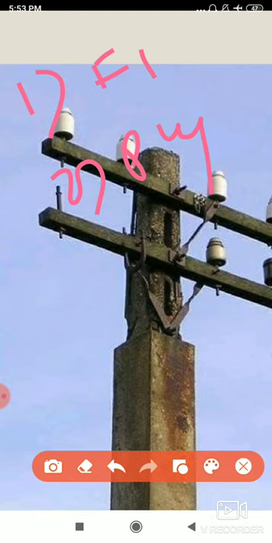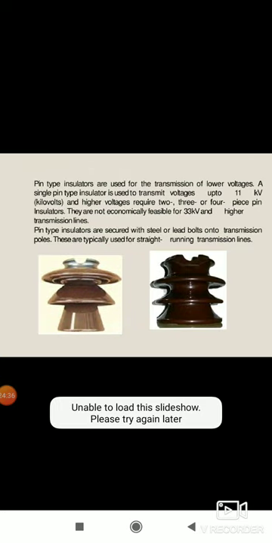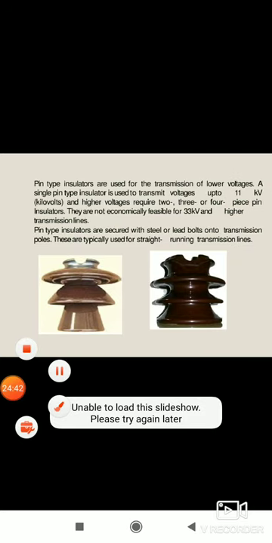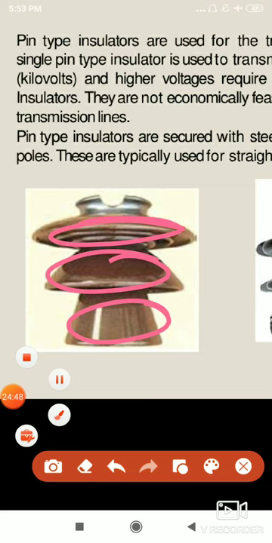So what is meant by a flashover? Flashover means each and every porcelain layer in a pin type insulator must have a smooth surface. If it is rough, definitely the dust particles will stay on the surface of the porcelain layer. So what happens? If your pin type insulator has three layers of porcelain, your dust is going to stay here.